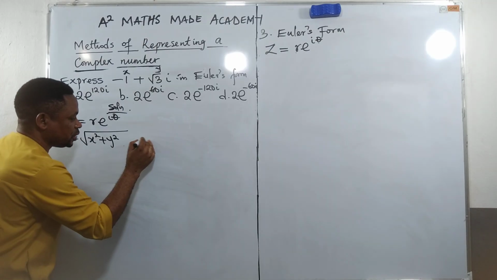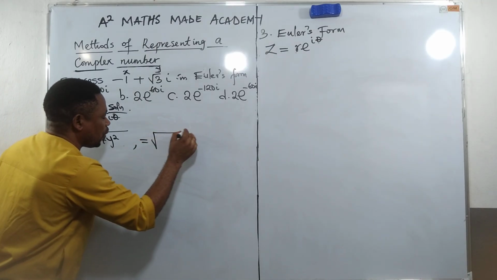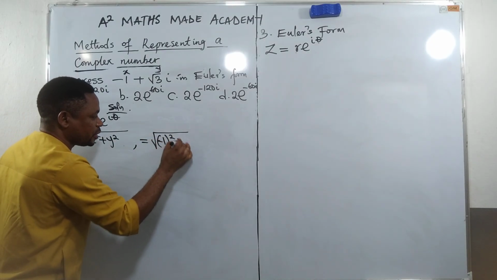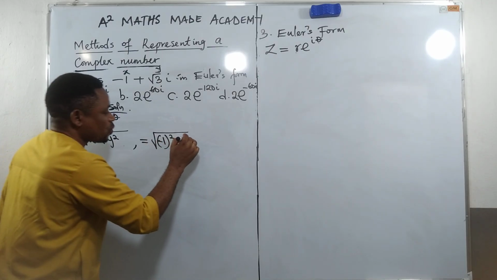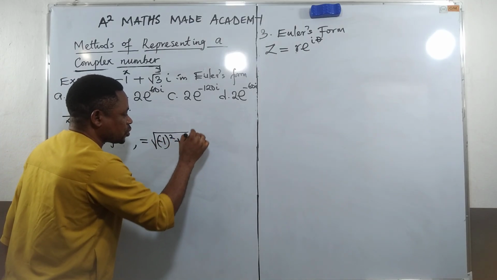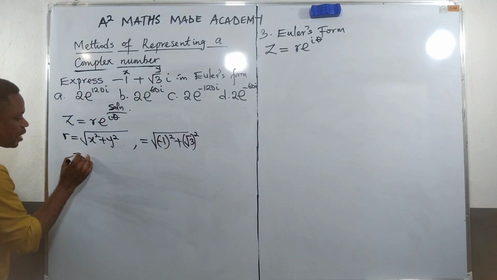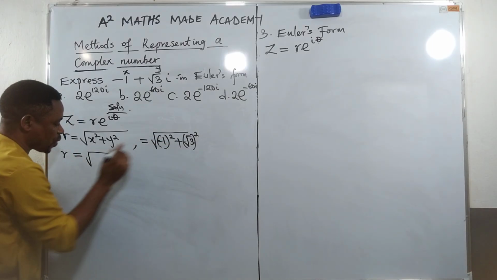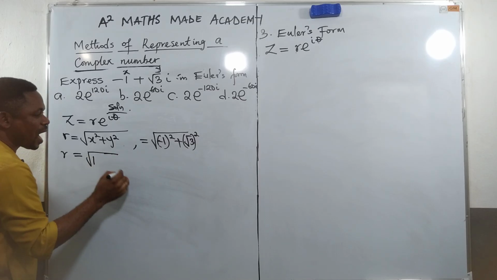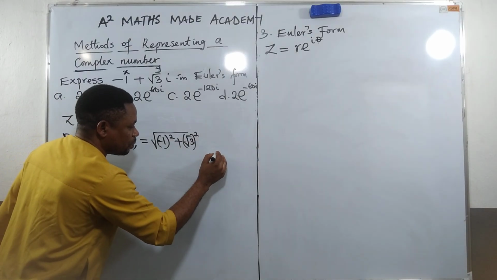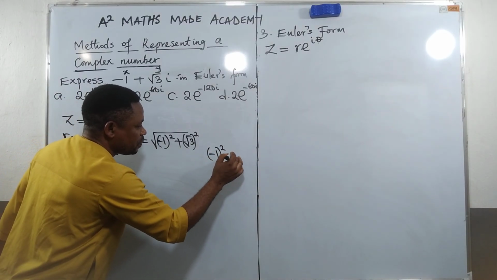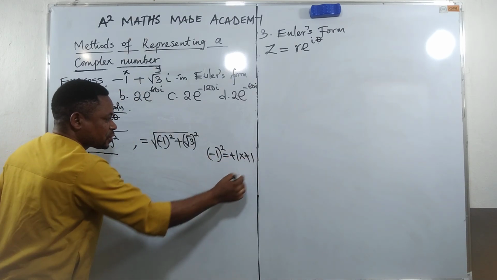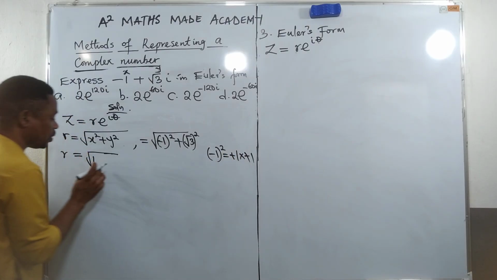Now let's substitute. This will give us the square root of, what is x? x is minus 1, all squared, plus y, which is square root of 3, all squared. If you simplify, you are going to have r to be the square root of, minus 1 squared will give you 1. Are you with me? How is it 1? I want you to watch. Minus 1 all squared simply means minus 1 times minus 1. When minus cancels minus, it will remain 1 times 1, which is what?